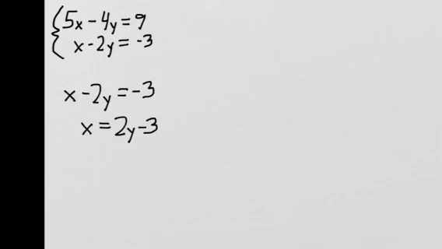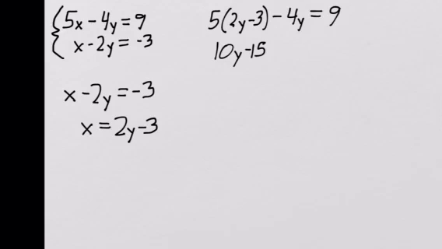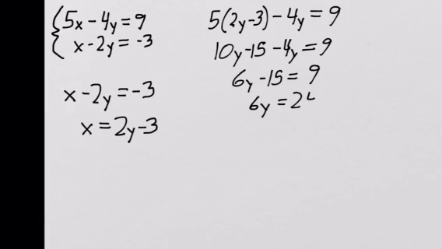Now, hence the name substitution, we're going to plug this 2y minus 3 in for x on the first equation. And we end up getting 5 times 2y minus 3 minus 4y is equal to 9. We'll go ahead and distribute the 5, so we get 10y minus 15 minus 4y equals 9. We can combine like terms to get 6y minus 15 equals 9. Add 15 to both sides to get 6y equals 24. And then divide both sides by 6 to get y equals 4.